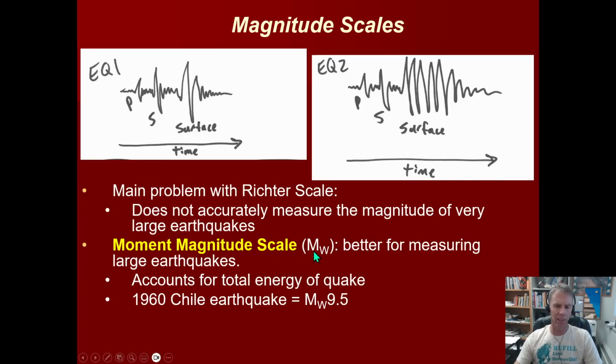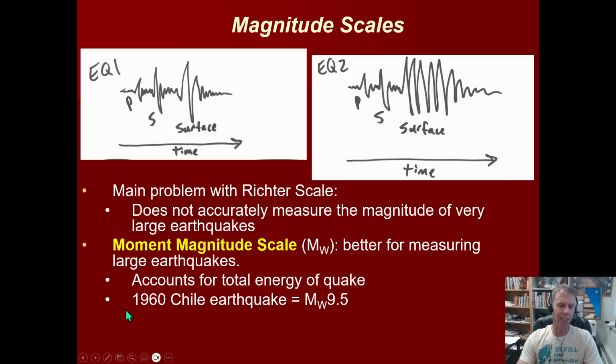And oftentimes you'll see a difference. You'll see the big letter M, but if you see a second smaller letter, if it's an L, that's Richter scale or local. And if it's a W, and I can't remember what W stands for, I'm sure someone else does, that is the moment magnitude scale. It's a better way to measure big earthquakes, and it accounts for all the total energy of the earthquake, not just the one big wave.